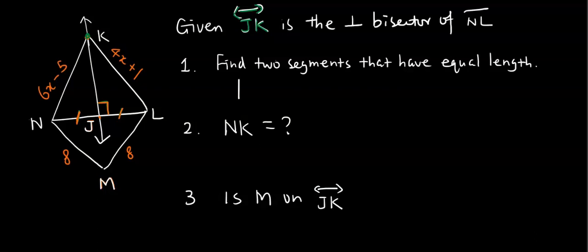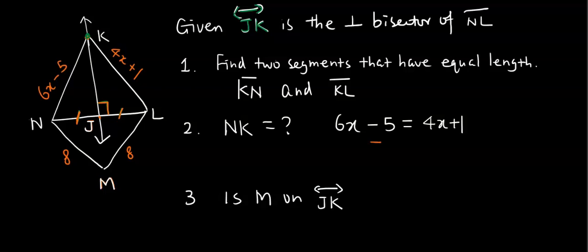So we're going to say KN and KL, the 2 segments. All right, it asks us to find NK. Since KN and KL have equal length, we can set it up as KN is 6x minus 5, KL is 4x plus 1.